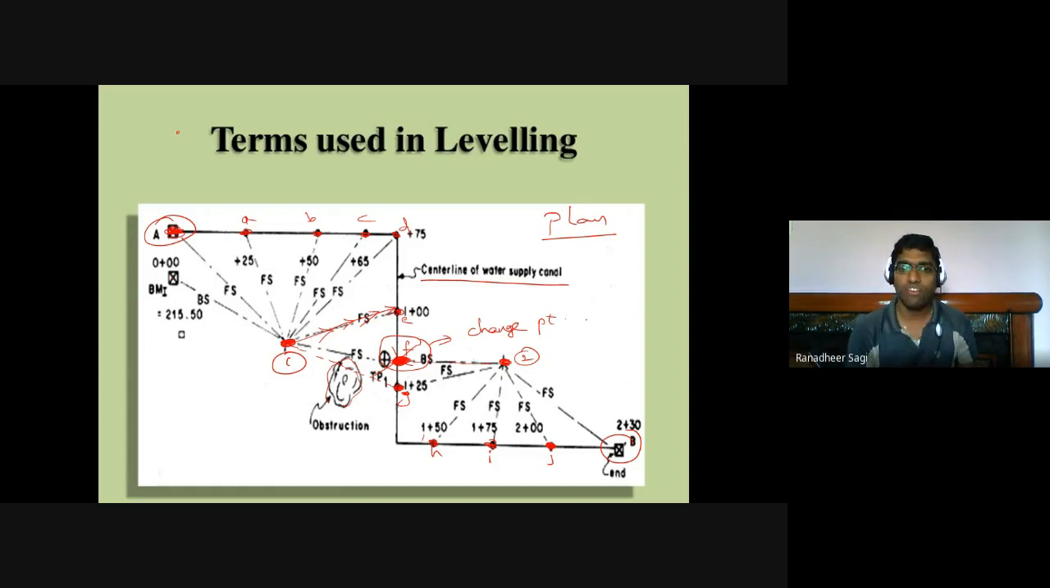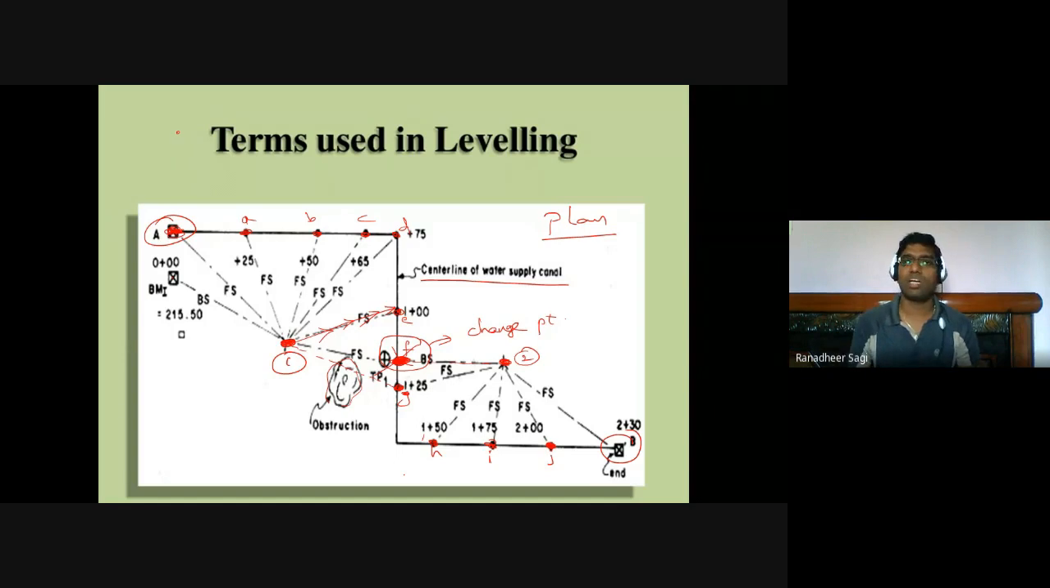And once again, from the instrument at station 2 position, I'm able to look at your leveling staff when it is placed at point G, point H, point I, point J, and the end point. So I'm able to comfortably take all my readings. As I told you, the first reading you take on your leveling staff after setting up the instrument is called a backsight reading.